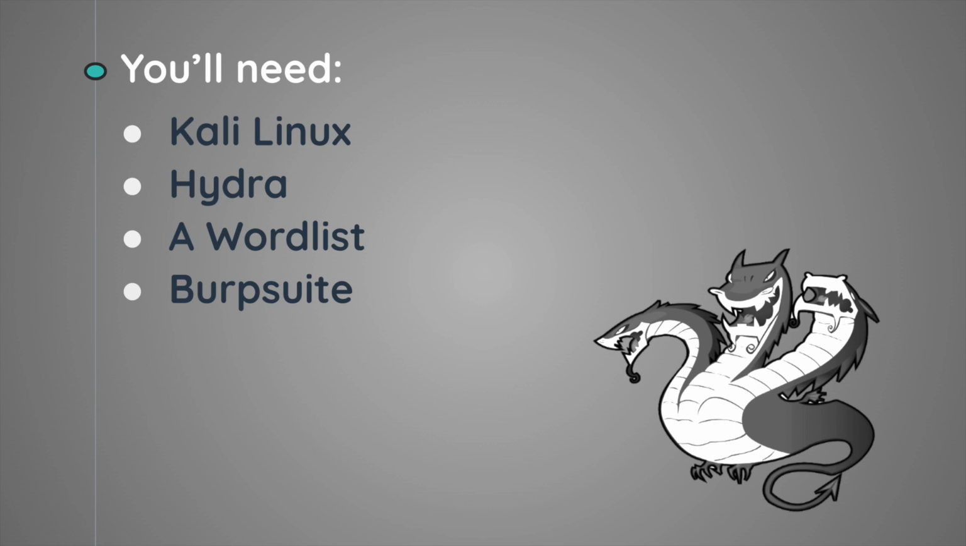You can either download a pre-made word list or you can generate a word list yourself using other tools such as Crunch. Another tool we'll be using is called Burp Suite, which we will be using to intercept HTTP and HTTPS requests and responses between the browser and the target web application. So let's see how this can be done.